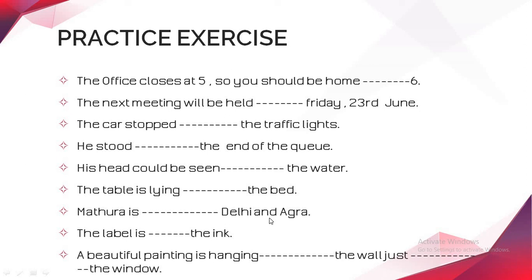Mathura is between Delhi and Agra. Now we are talking about two things. So we should use Mathura is between Delhi and Agra. The label which is mentioned on the pot is in ink. It is written in ink. A beautiful painting is hanging on the wall just above the window. I repeat again. A beautiful painting is hanging on the wall just above the window.